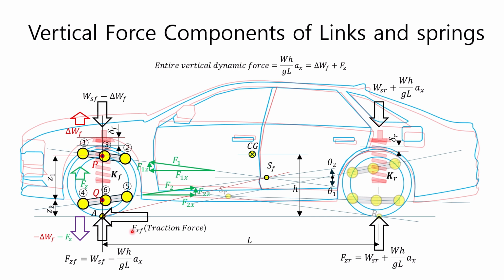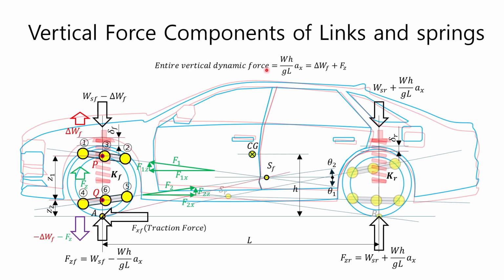Let's predict the pitch motion of the vehicle when the driving force FXF is applied to the vehicle and the acceleration AX occurs. When the vehicle accelerates with the acceleration AX, the vertical dynamic load of the entire vehicle, that is, the load transfer from the front axle to the rear axle, can be obtained using Newton's second law, the height of the center of gravity CG, and the wheelbase. The vertical dynamic load of the entire vehicle has a constant value corresponding to the driving force FXF, regardless of the suspension links or springs.